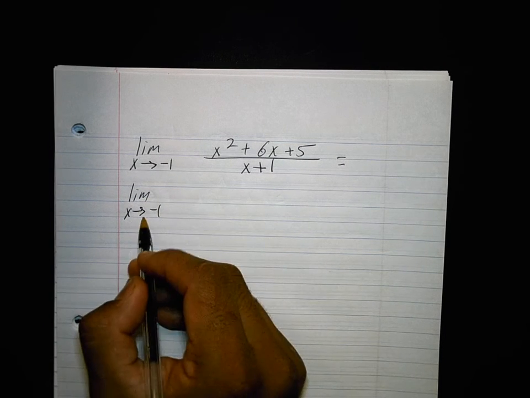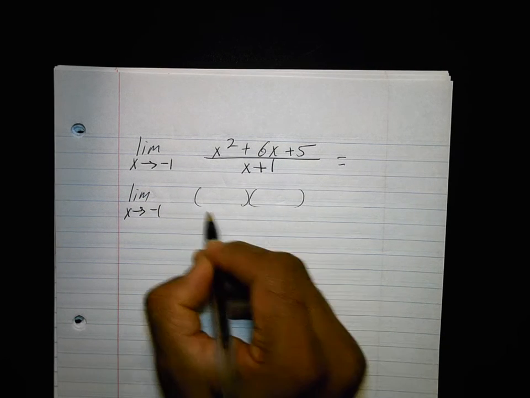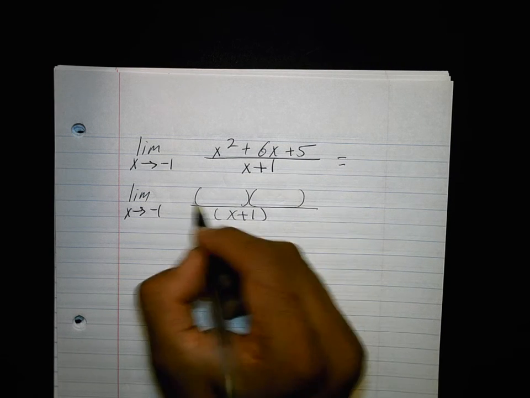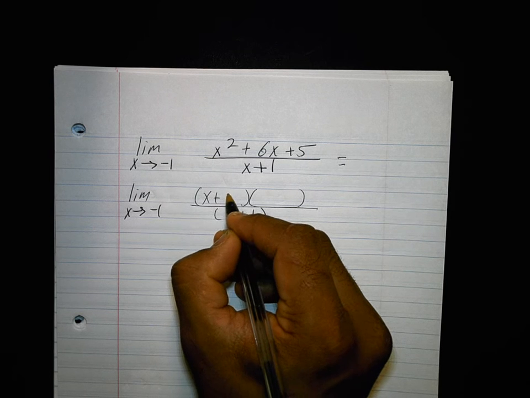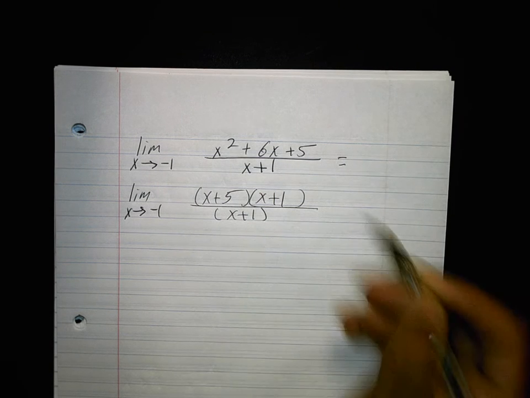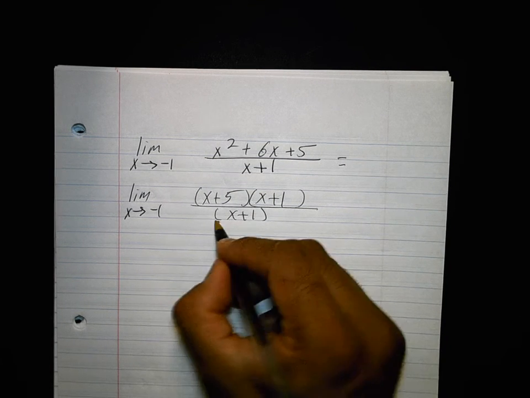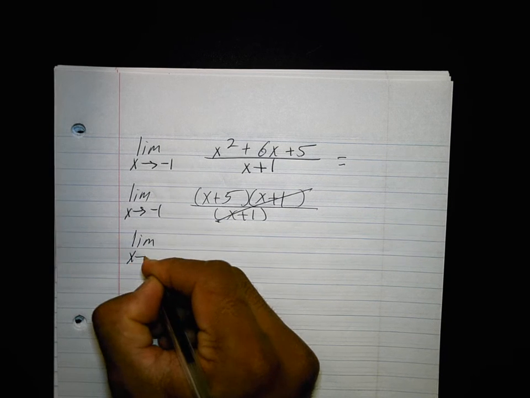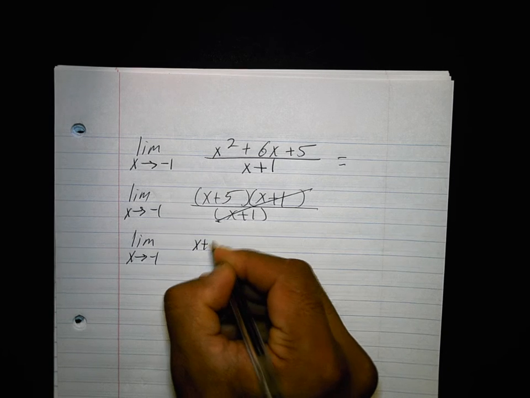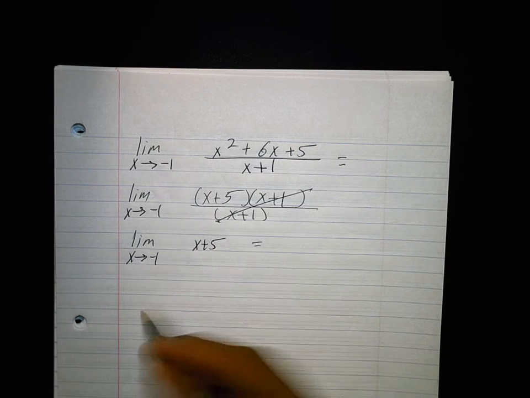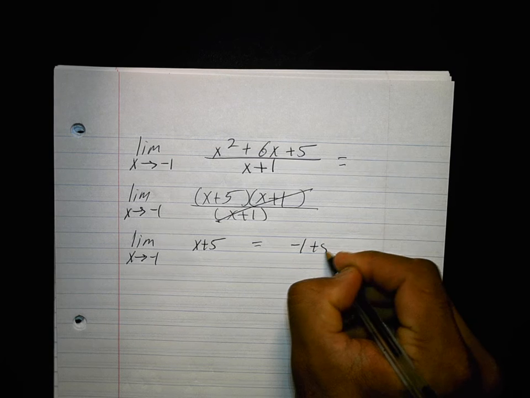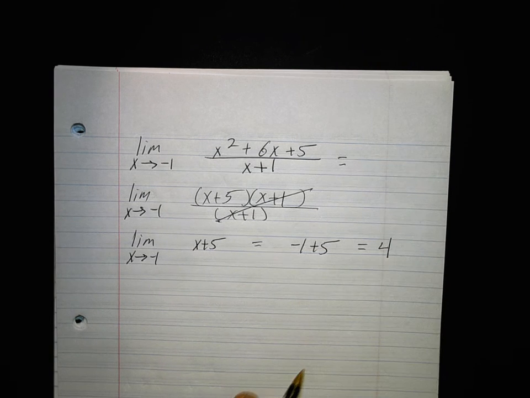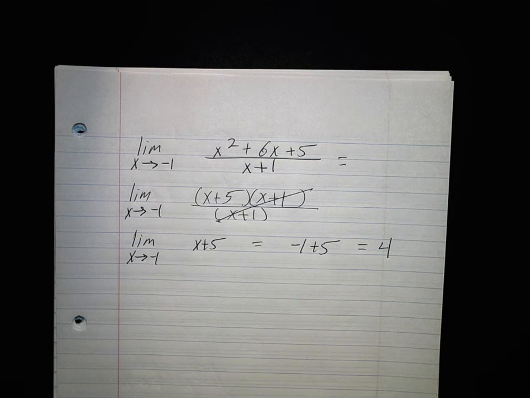So the limit approaches -1. The top is a trinomial. Okay, and I ask myself what multiplies to 5 and adds to 6. I get x plus 1 and x plus 5. So now I can reduce these two, and I'm left with the limit as x approaches -1 for just x plus 5. Now I'll go ahead and do my direct substitution. All right, and my answer is positive 4. Okay. Positive 4.